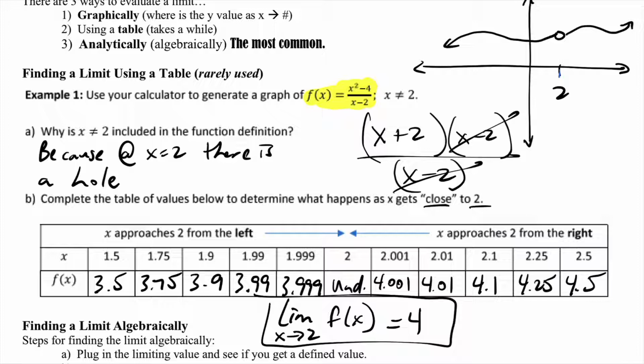And most of the time they won't make you create your own table because you can't use a calculator. This is non-calculator stuff. You could, but you'd be wasting your time making this table without a calculator, right? So most of the time they'll give you the table, but you have to be able to see where to look.